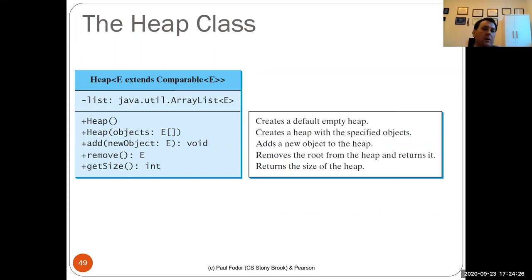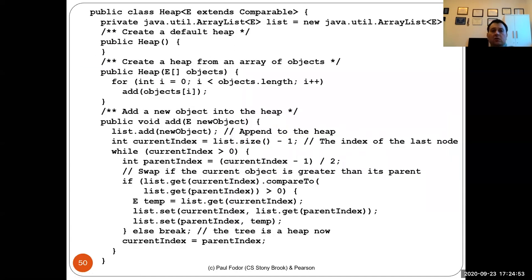So we implement a heap with an array list. Really easy. Basically, an array list will contain the heap. And there are methods to take an array, or they take no elements and create a heap. And then we have methods to add an element to the heap, which is done in log n time, to remove an element from the heap and get the size of the heap.